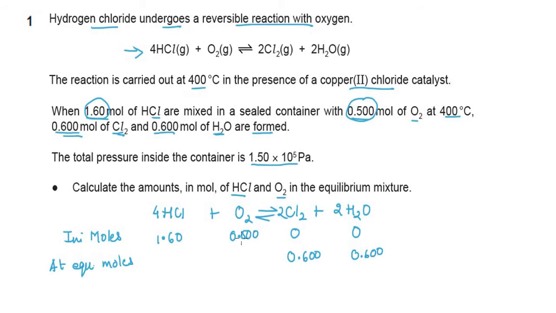Now to find the moles of HCl and oxygen at equilibrium, we need to look at the mole ratio first. Comparing the mole ratio of HCl and chlorine, it is 4:2, so it is 2:1. So if 0.60 moles of chlorine is formed, double that should be used up. So we need to subtract 0.60 multiplied by 2 from the initial moles. And for oxygen, the mole ratio is half of it, that is, 2 moles of chlorine corresponds to 1 mole of oxygen used up. So half of 0.60 is used, 0.300 got used up.